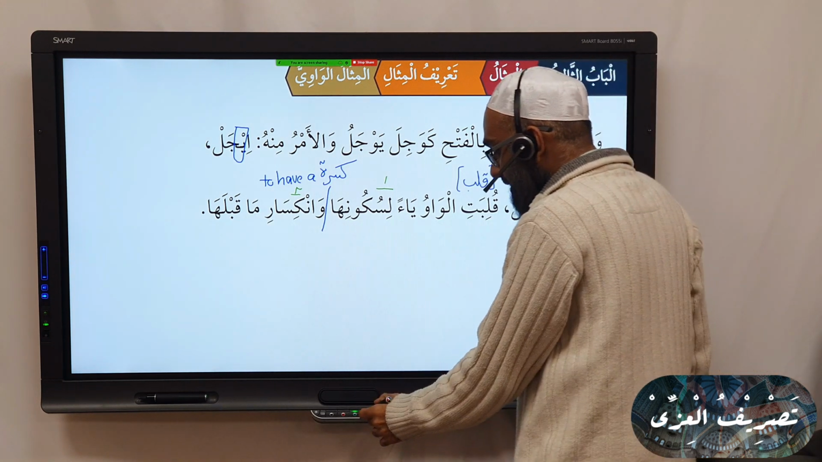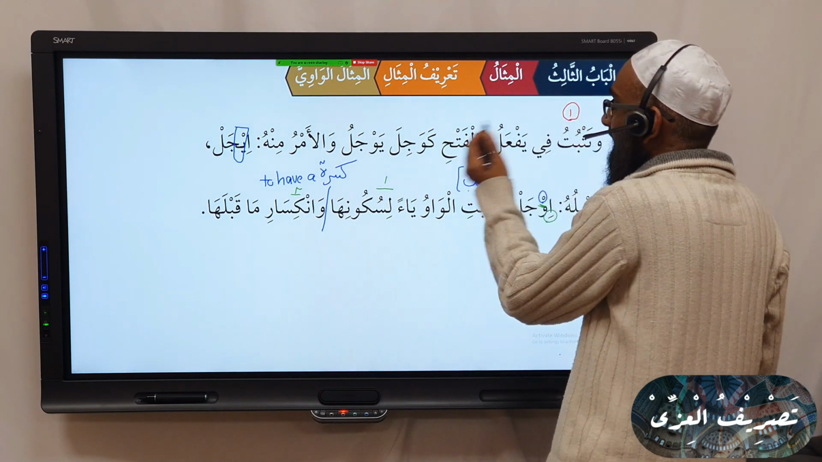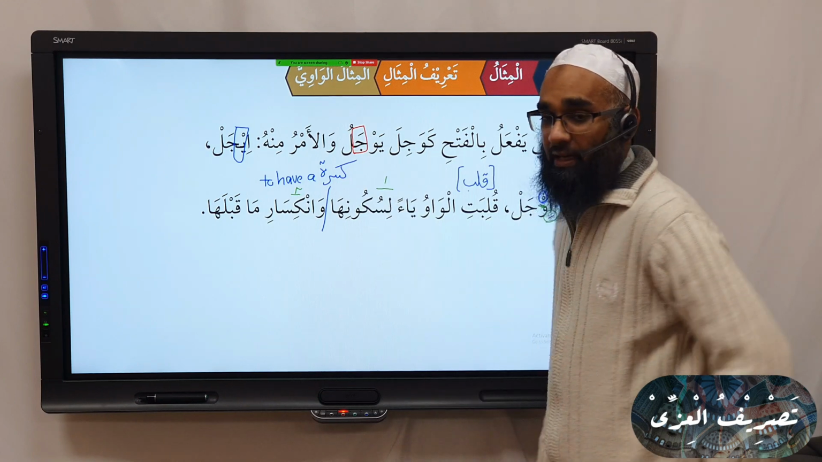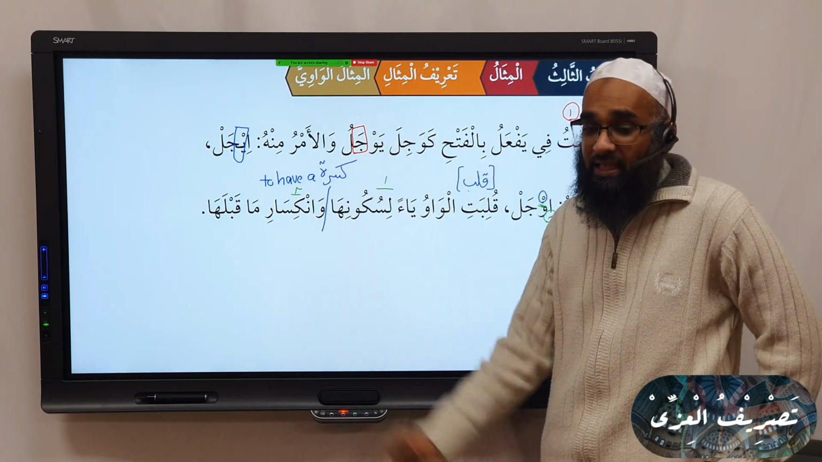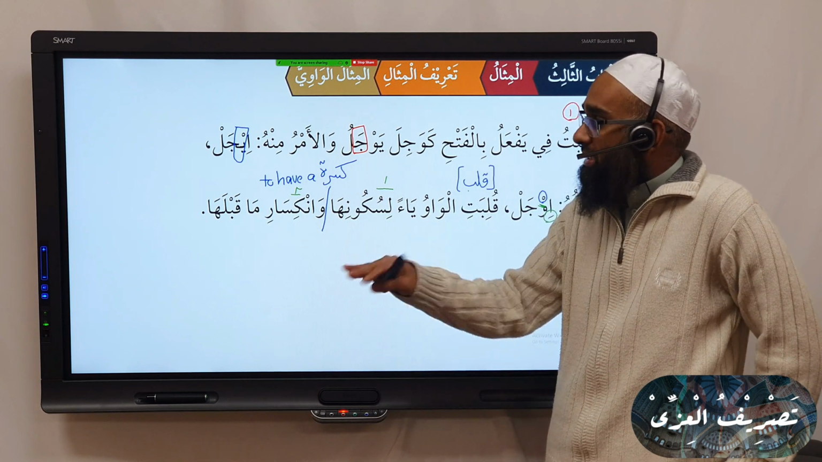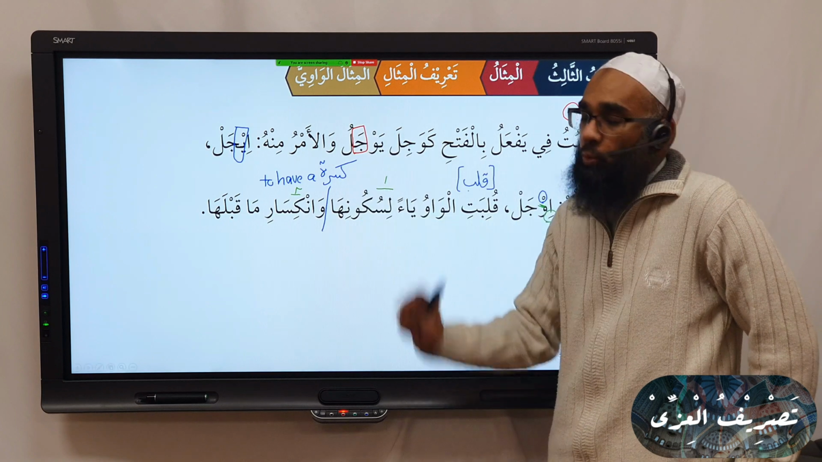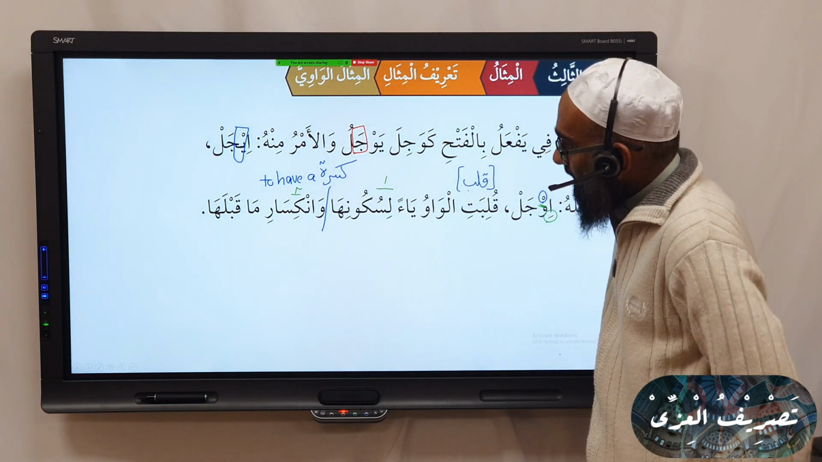So the first rule he's mentioned here, rule number 1, is that if the ayn kalima has a fatha, not a kasra. Wa'ada ya'idu has a kasra in the ayn kalima. If there's a fatha in the ayn kalima, the general rule is that the waw does not drop. So you have wajila yawjalu. Do you understand? Ahmad, you following? Muhammad?